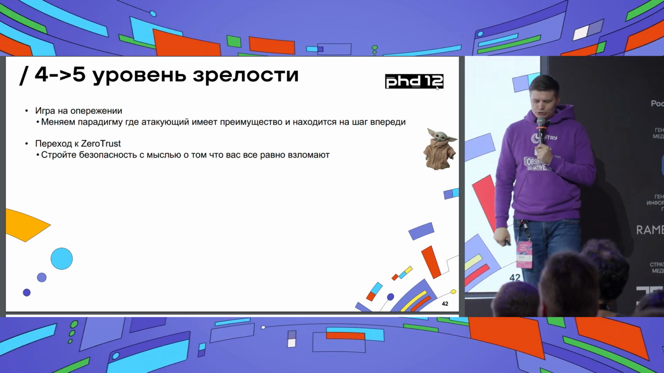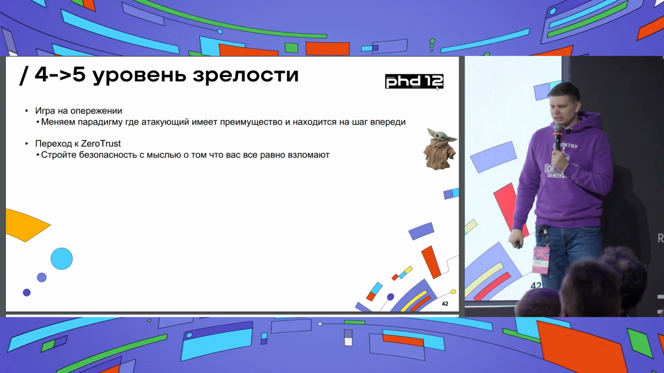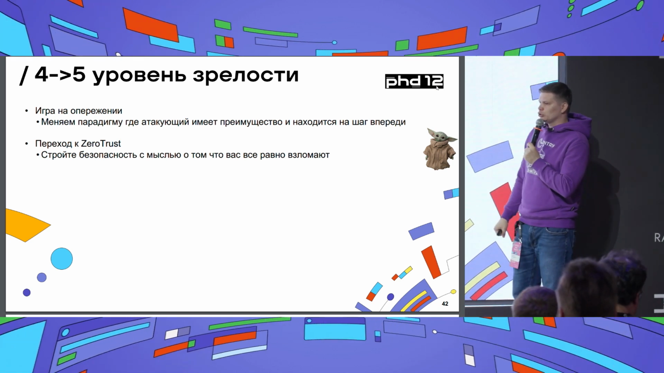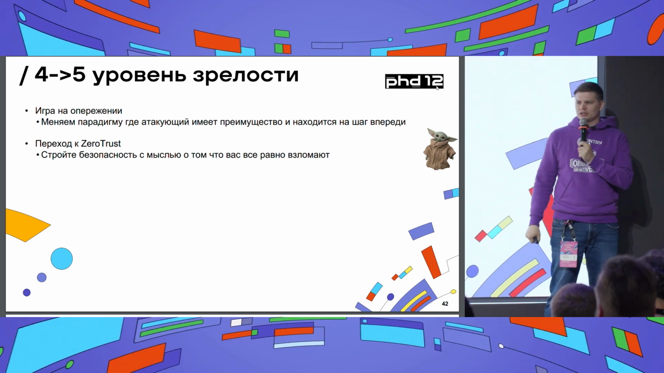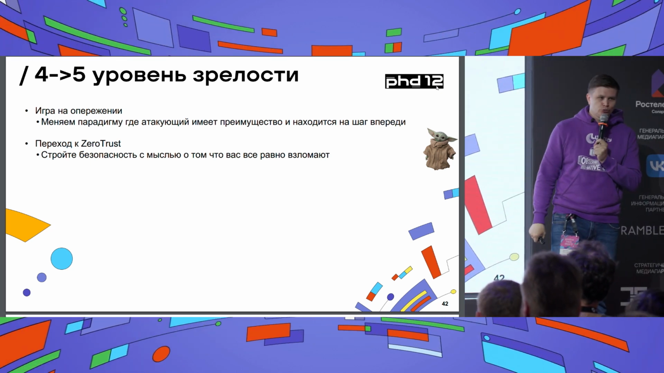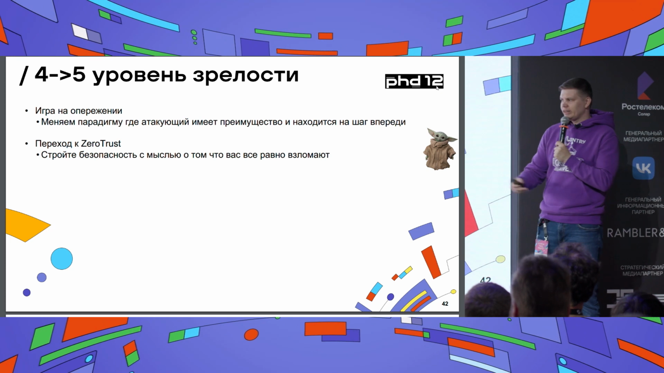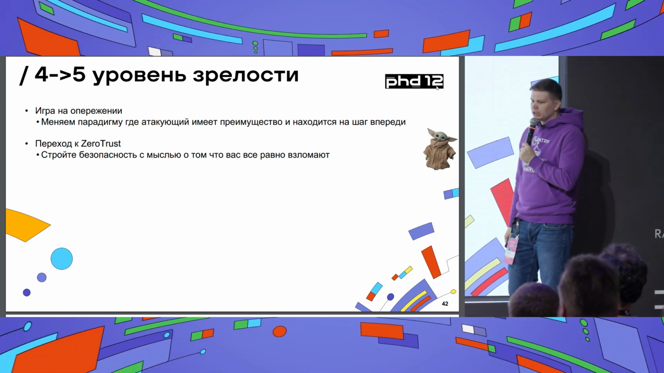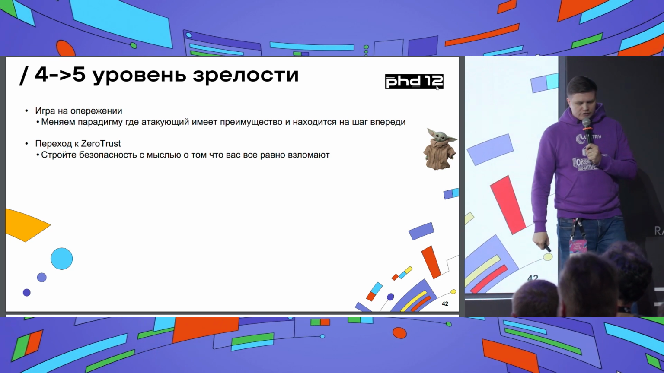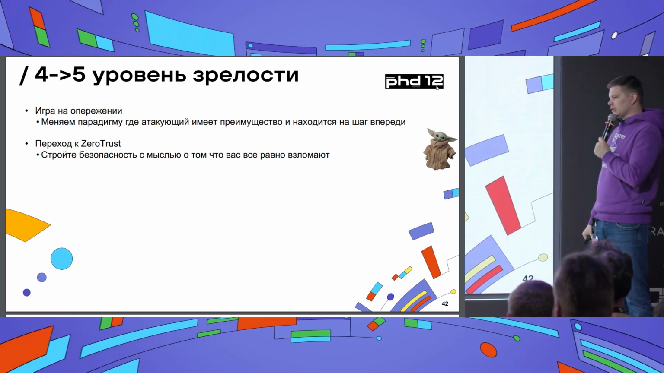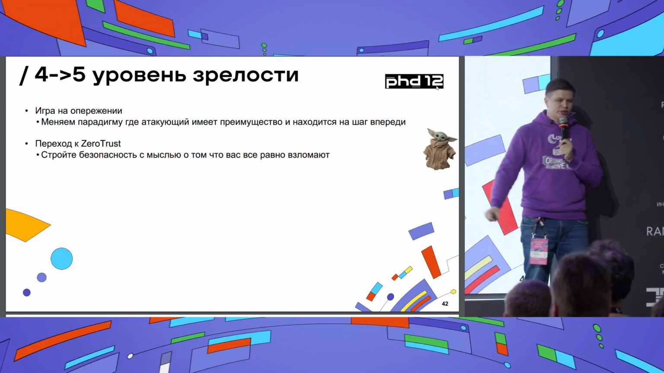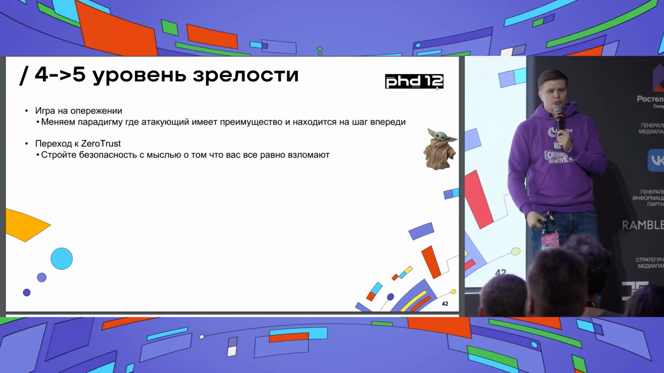Transition from level 4 to level 5. We said that sometimes you will be broken and compromised, and you cannot reach zero vulnerabilities. Therefore, the zero trust approach is good.